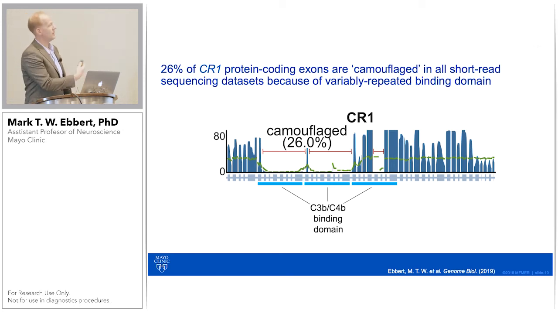So what makes it even more interesting is that the region that is camouflaged is the C3b/C4b binding domain, which helps regulate the complement cascade process that's implicated in Alzheimer's disease.